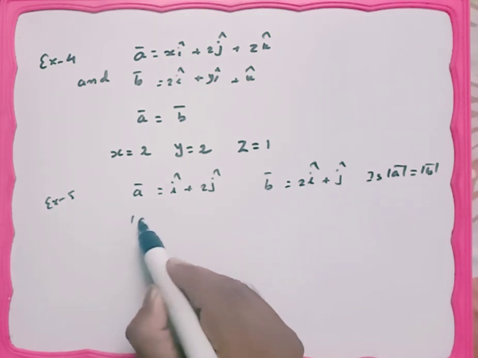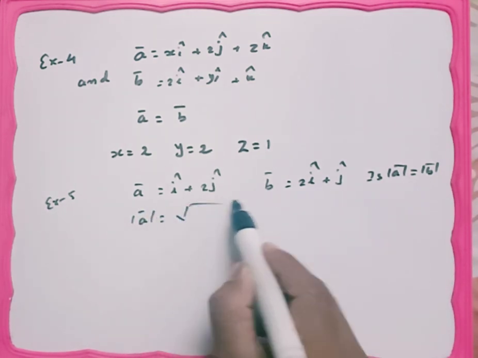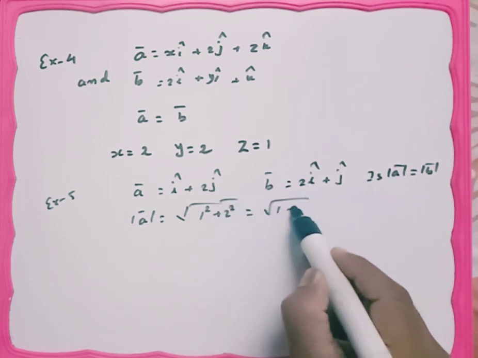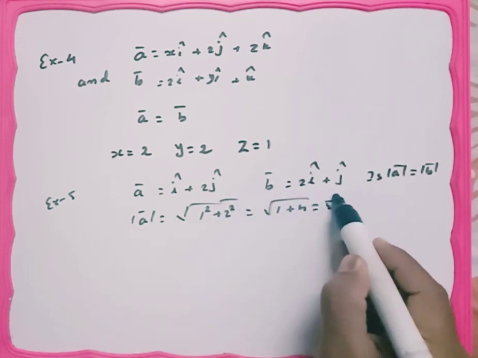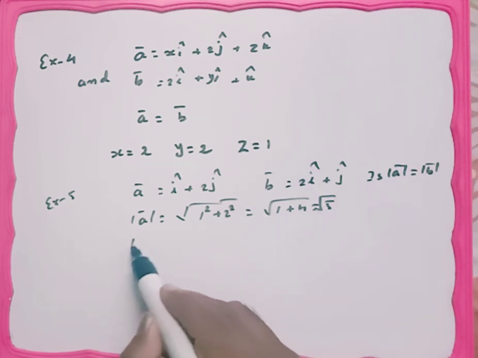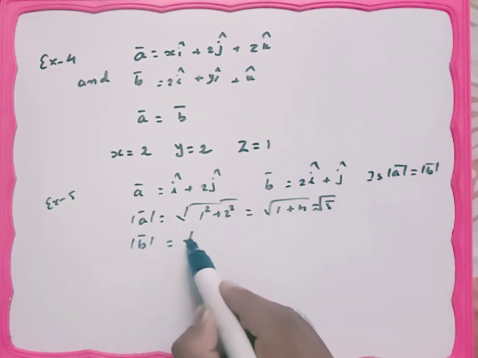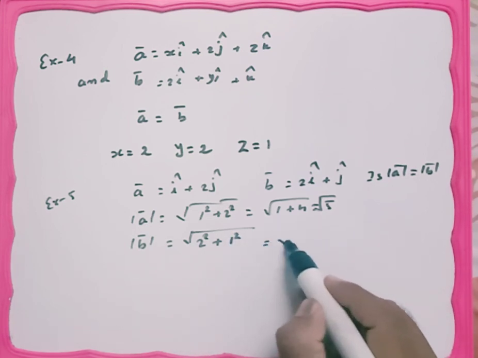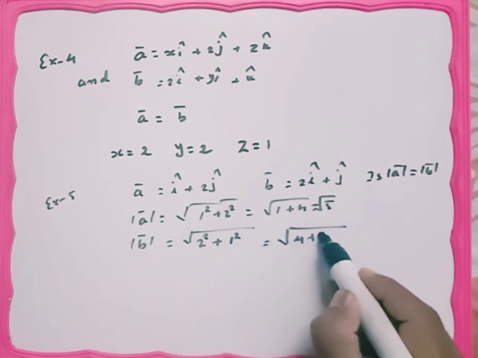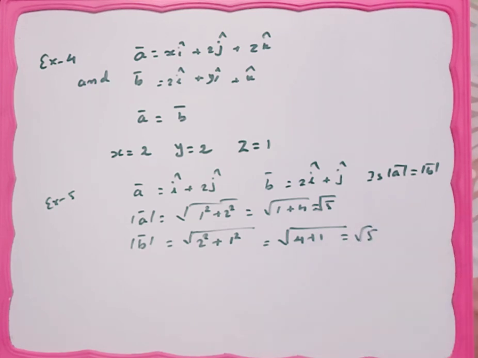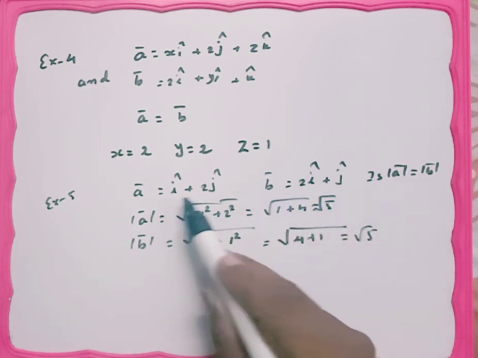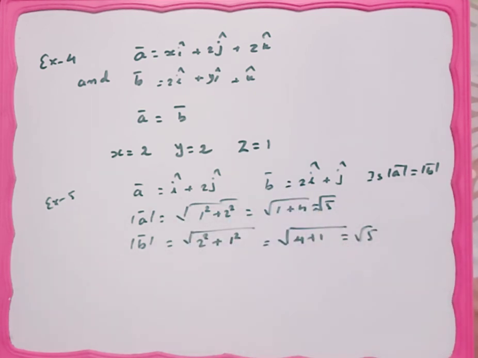So magnitude a bar we can calculate as under root 1 square plus 2 square. So it is under root 1 plus 4, 5, root 5, and magnitude b bar we can calculate 2 square plus 1 square. So it is 4 plus 1, again under root 5. So both the magnitudes are equal, but we cannot say a bar equals b bar because their component vectors are not equal.